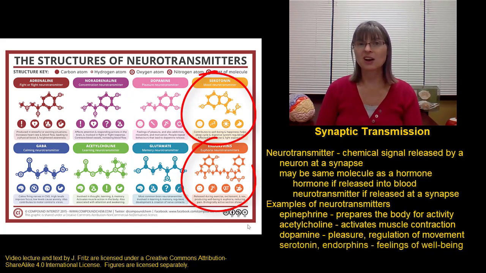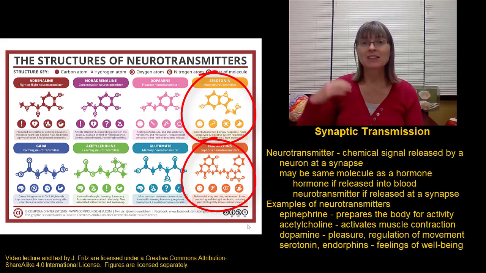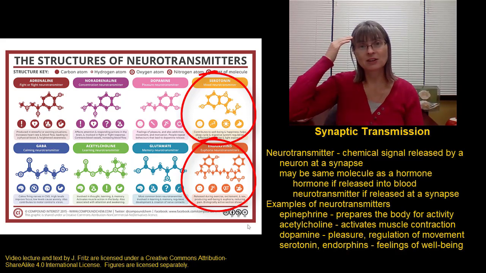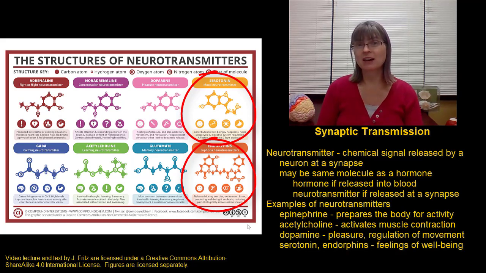Serotonin and endorphins are neurotransmitters that are also associated with feelings of happiness and well-being. Endorphins are released in the brain as a result of excitement or exercise, which is one of the reasons people talk about something like a runner's high or about feeling so much better after they exercise. That's caused by the release of the endorphins, which also have the effect of reducing your perception of pain.